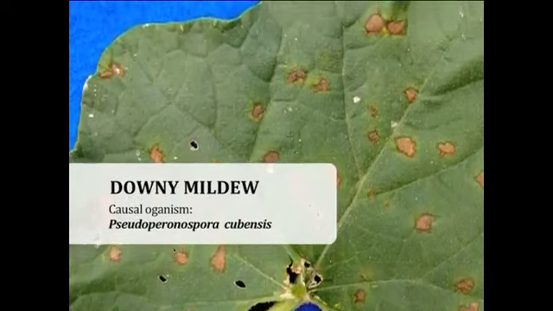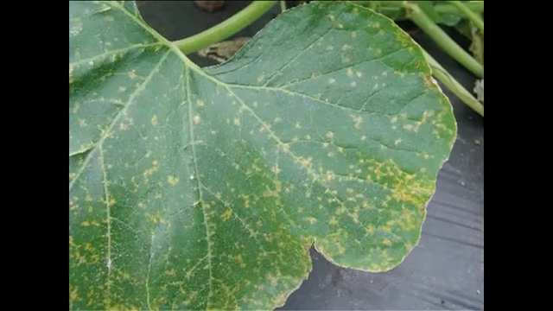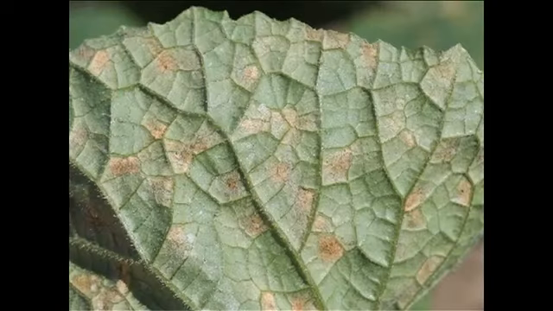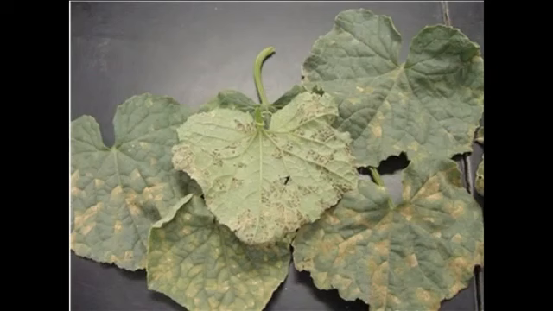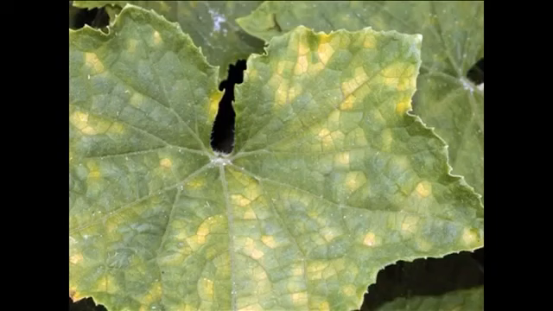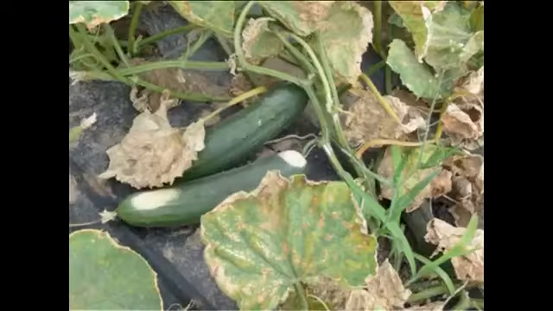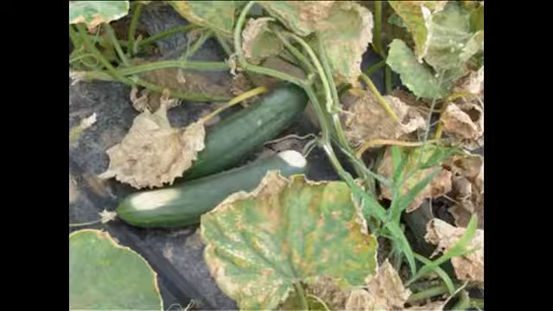Now coming to the symptoms of the disease. Symptoms initially appear as small chlorotic lesions on older leaves and later appear on the younger leaves. In humid environments, sporangia form on the underside of leaves, giving the appearance of a whitish grey to purple fine downy growth. Severe infection results in defoliation, stunting of plants and poor fruit development.